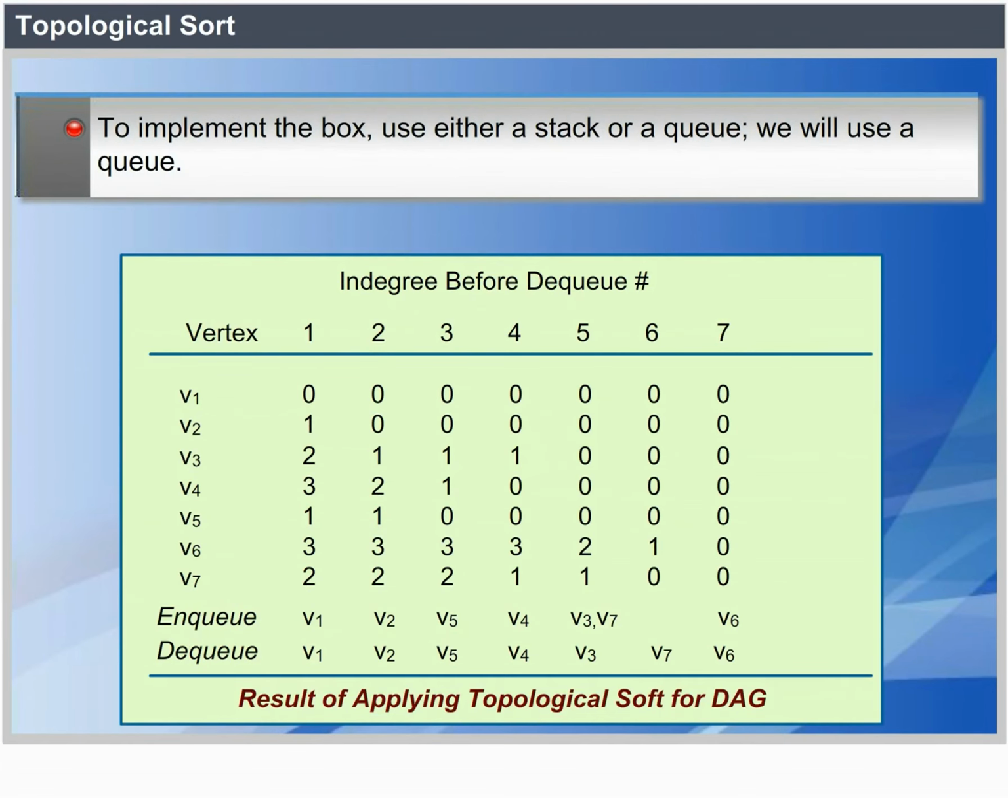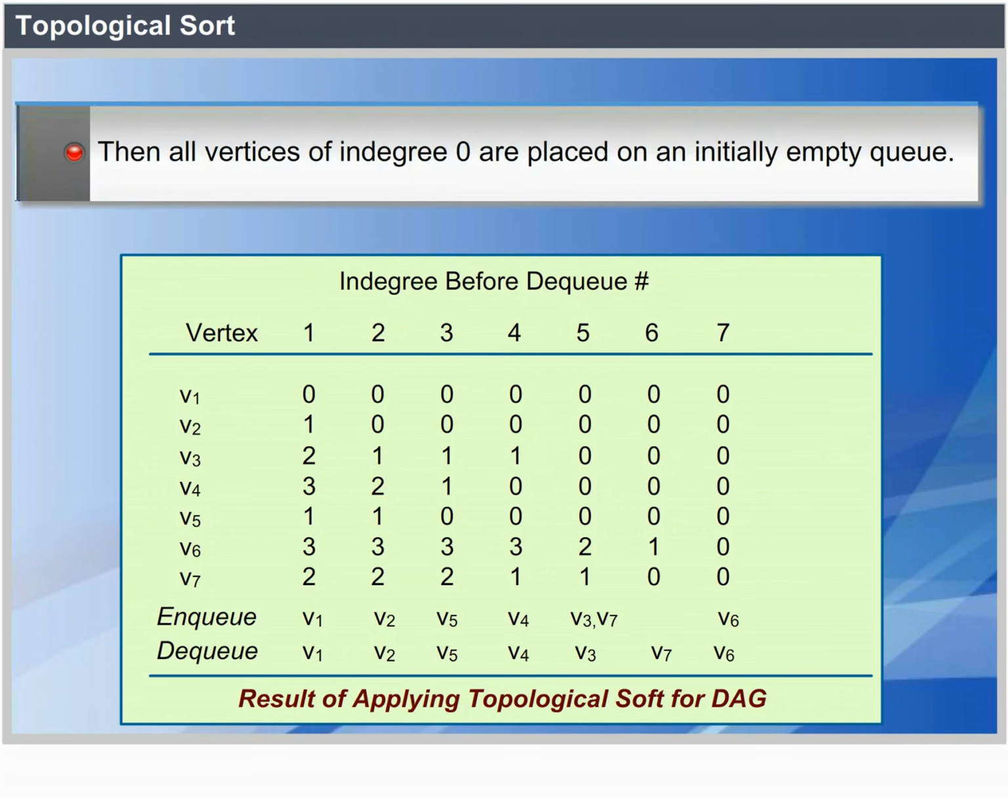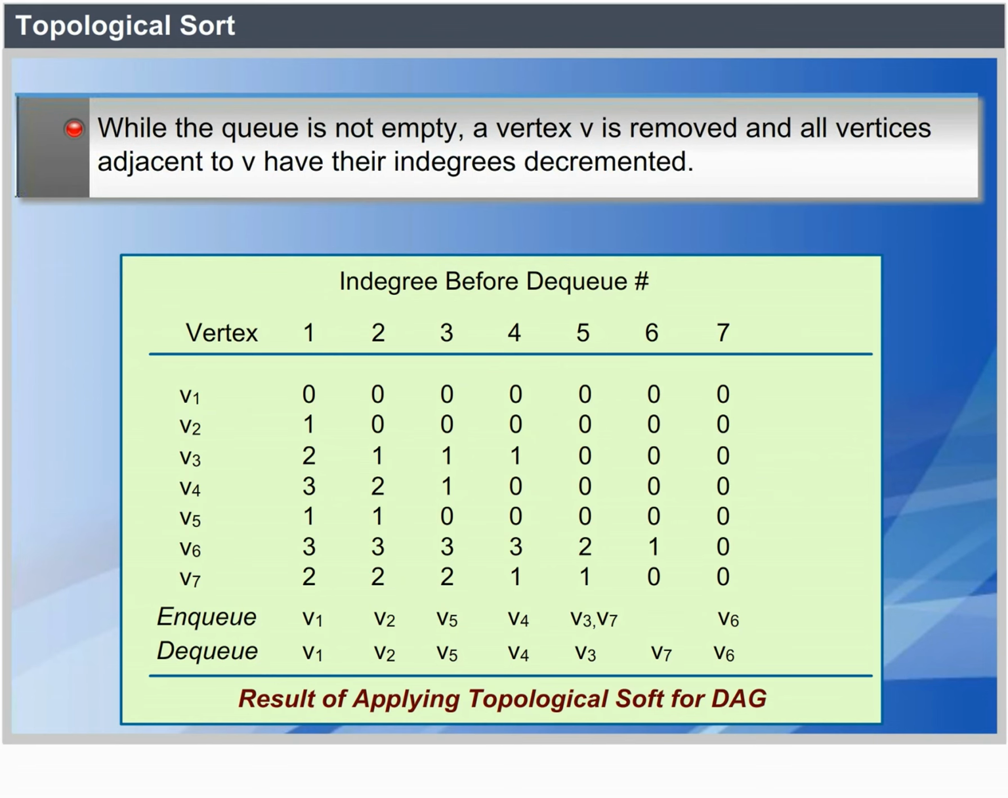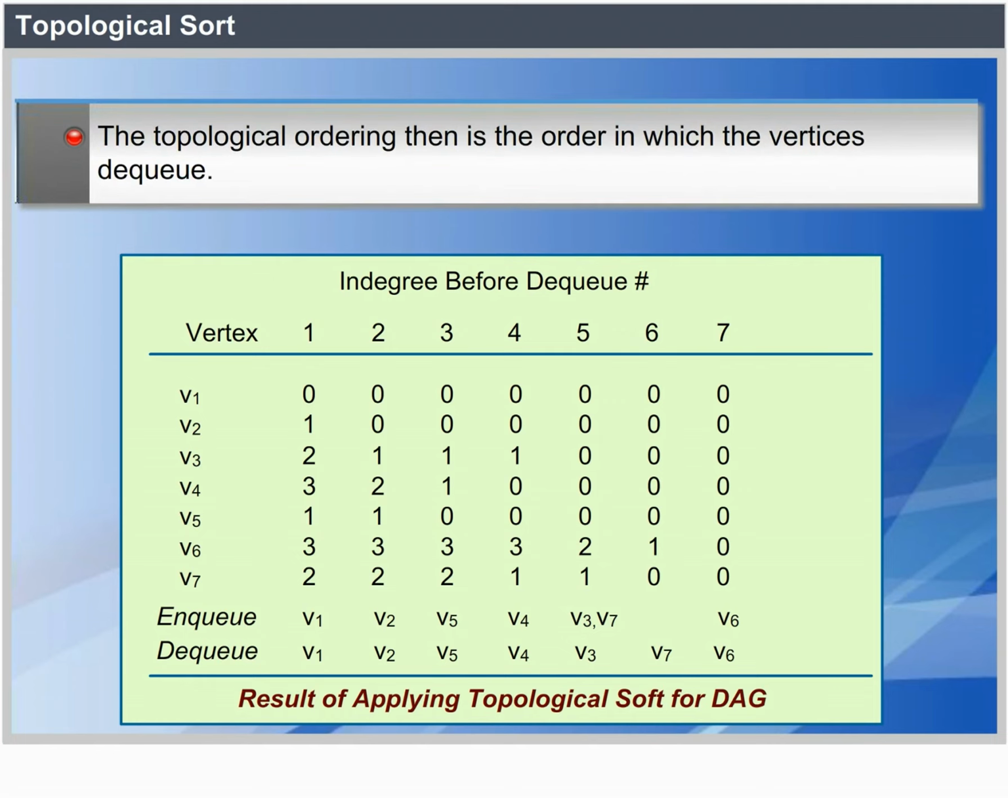First, the in-degree is computed for every vertex. Then all vertices of in-degree 0 are placed on an initially empty queue. While the queue is not empty, a vertex v is removed. All vertices adjacent to v have their in-degrees decremented. A vertex is put on the queue as soon as its in-degree falls to 0. The topological ordering then is the order in which the vertices dequeue. This figure shows the status after each phase in the given graph.